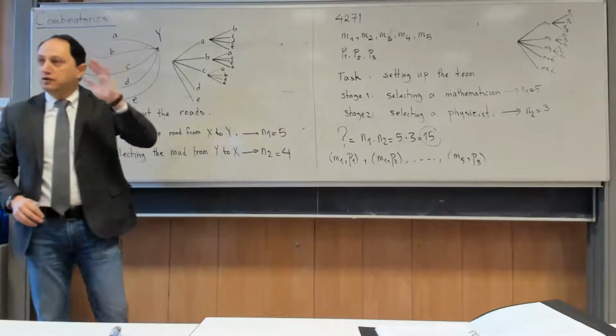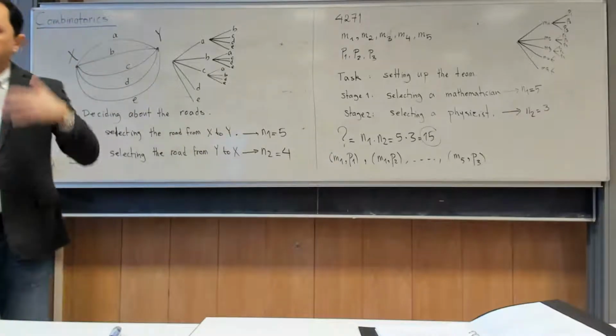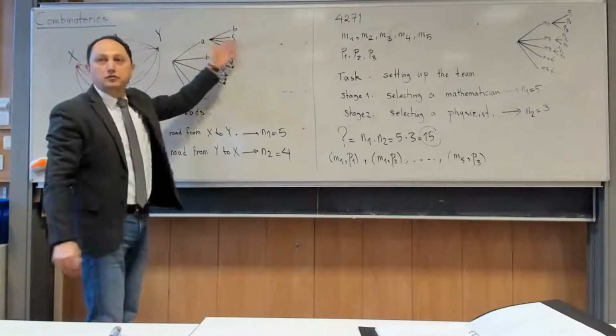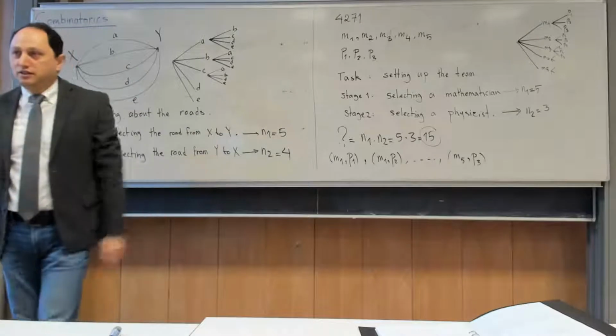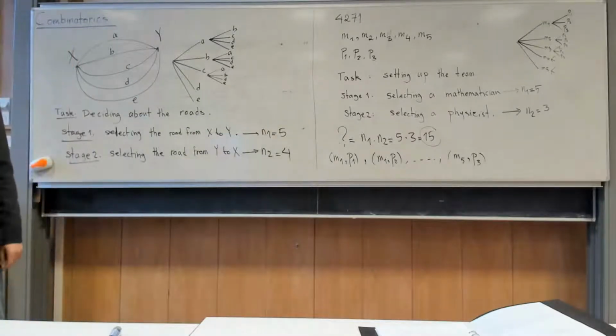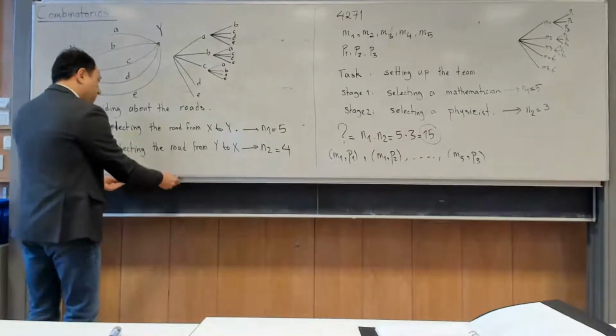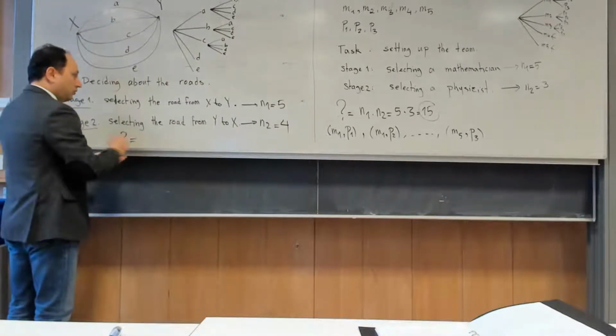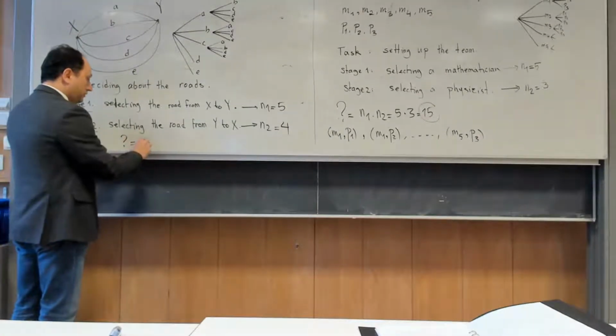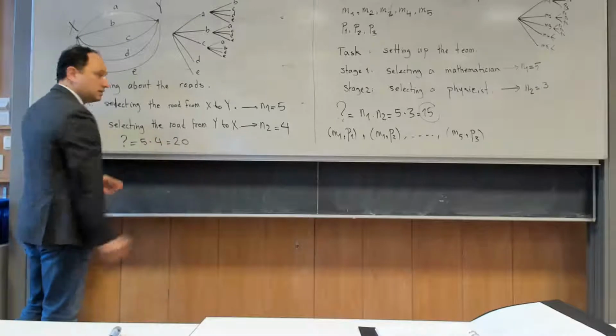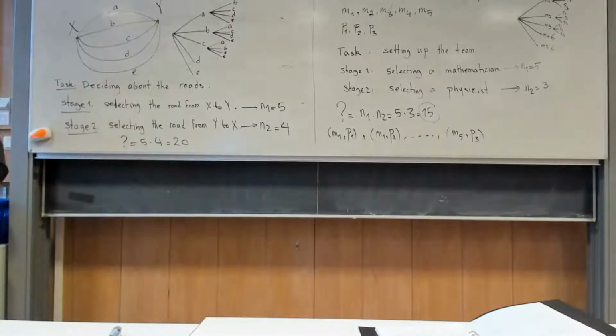In the product rule, this is not important. The important thing is the number of branches coming out, and that's clear. Yes, because you want to use the product. Okay, so if I want to answer this, what is the answer? It is 5 times 4, it is 20. So I can have 20 options available if I want to do something like that.